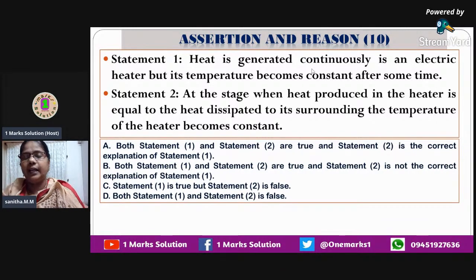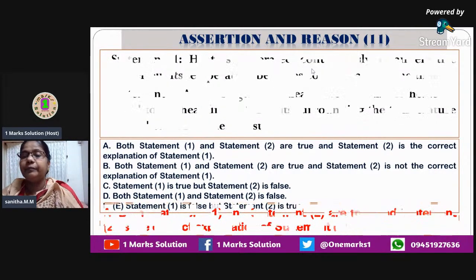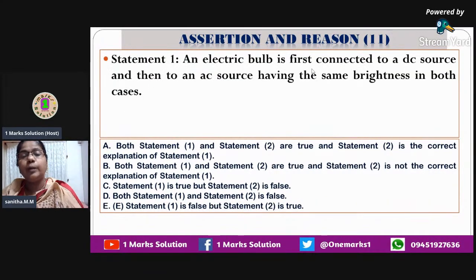Why is it like that? At this stage, that means at constant temperature, the heat produced in the heater is what they are giving to the surroundings also. Dissipated, they are giving to the surroundings. So what will happen? Temperature remains constant. So statement 2 is absolutely the correct explanation for statement 1. So which is the option? Option A.